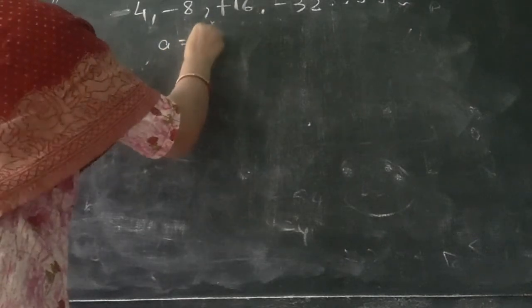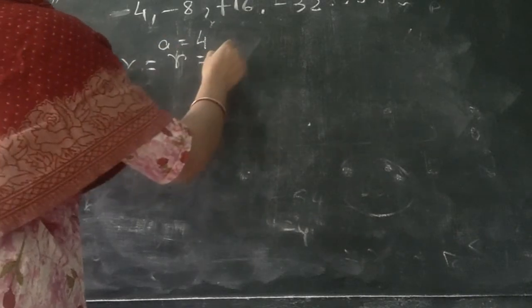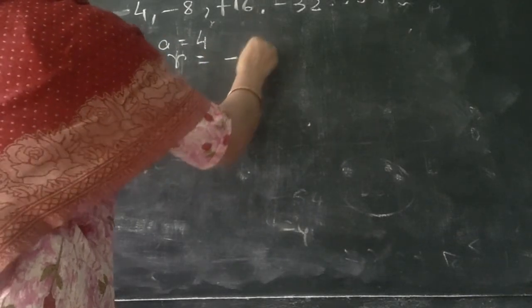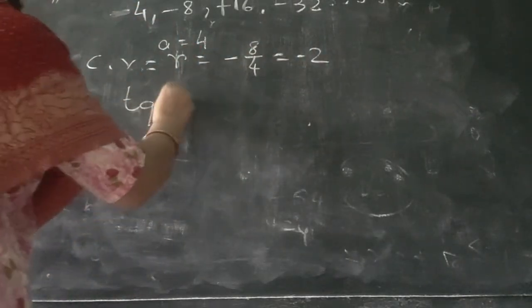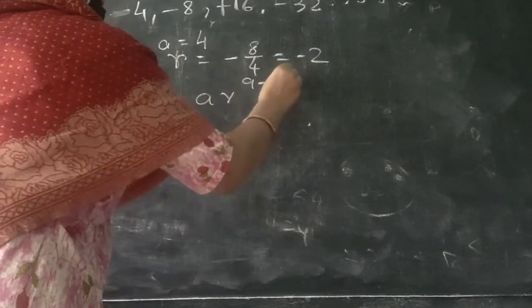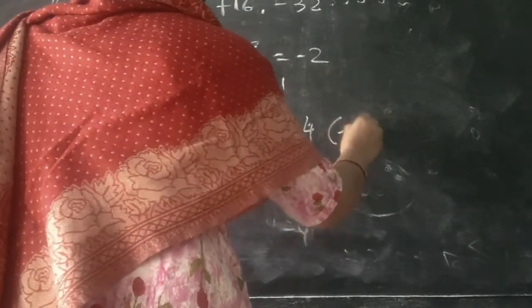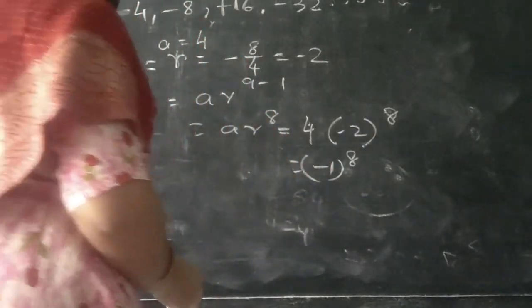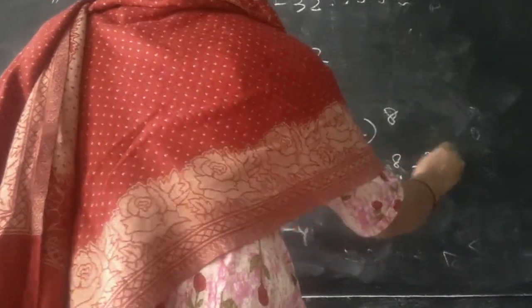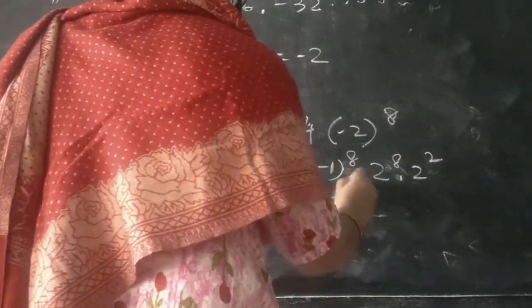Here a equal to 4 and common ratio r equal to minus 2. So T9 equal to a r to the power 9 minus 1, that means a r to the power 8. a is 4 and r is minus 2 to the power 8. Minus 2 I can write in this way, minus 1 whole to the power 8, 2 to the power 8 into 2 to the power 2. This is equal to minus 1 whole to the power 8 equal to plus 1, 2 to the power 10. This is equal to 1024.